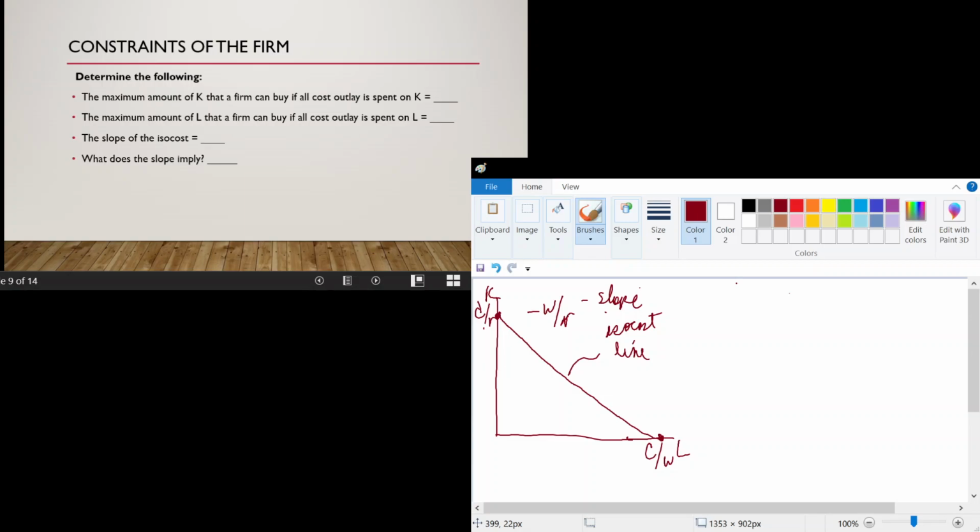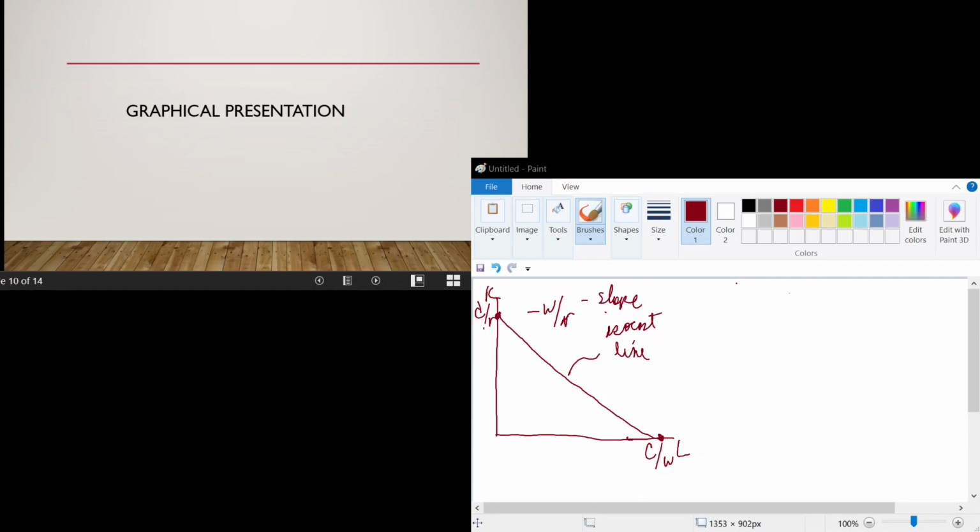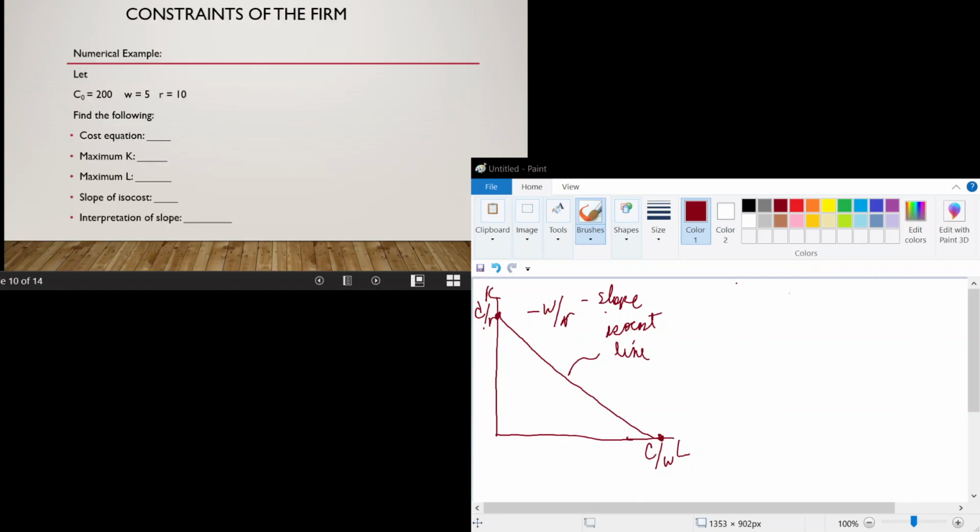Okay? So, what does the slope imply? So, it implies the rate of change in the amount of K that must be given up to use an additional unit of L. Okay? The rate of change in the amount of K that must be given up to use an additional unit of L. So, ito na yung graphical presentation niya.